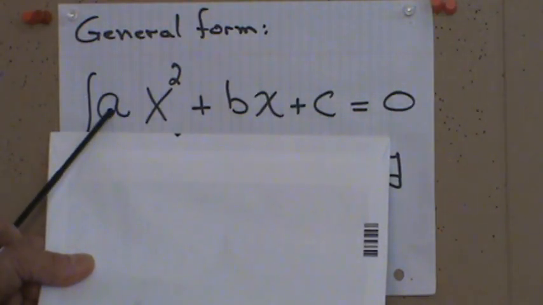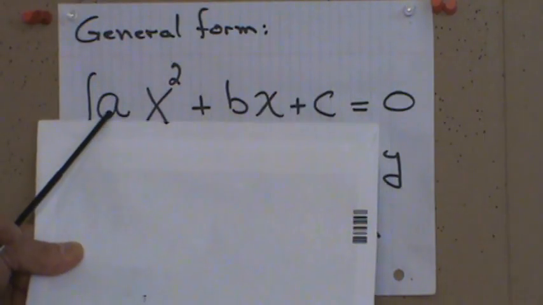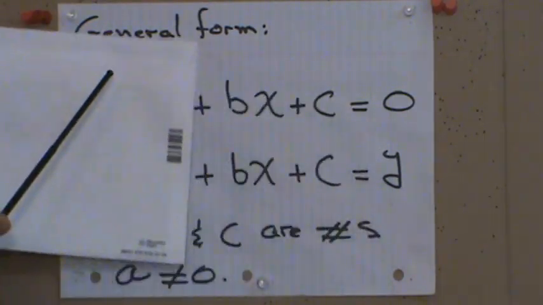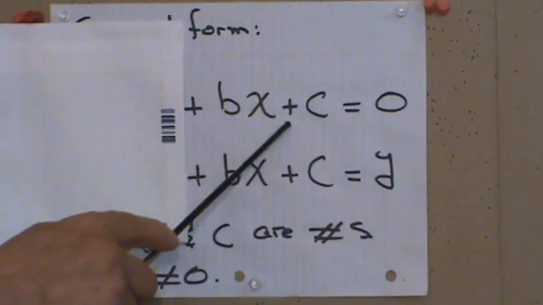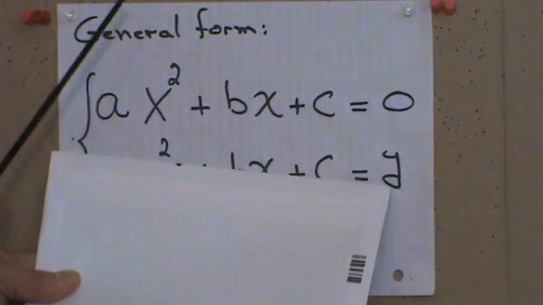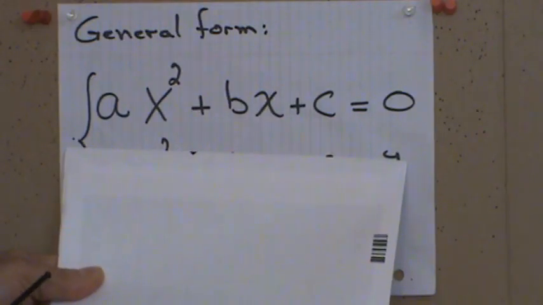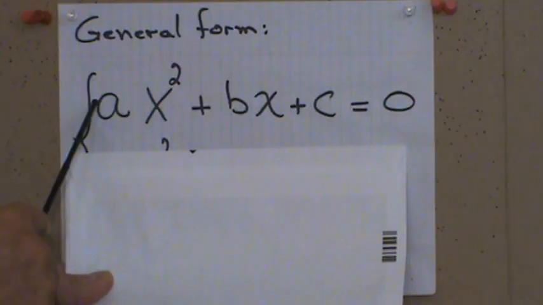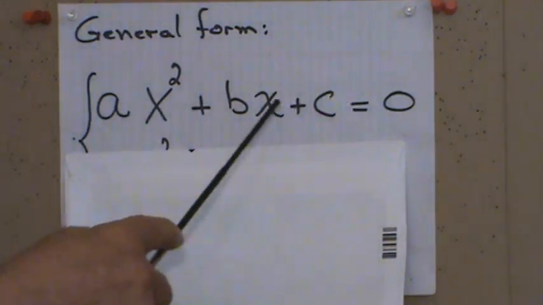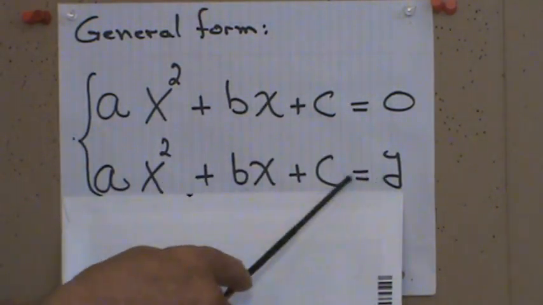This cannot be 0. Because if it is 0, then this term is gone, and we are not dealing with quadratic, we are dealing with linear. Do you see that? So a cannot be 0 because we are talking about quadratic. Now, corresponding to this quadratic equation is this quadratic function.